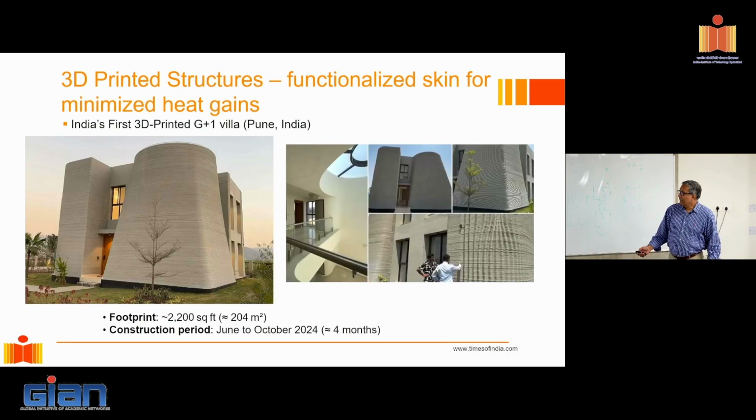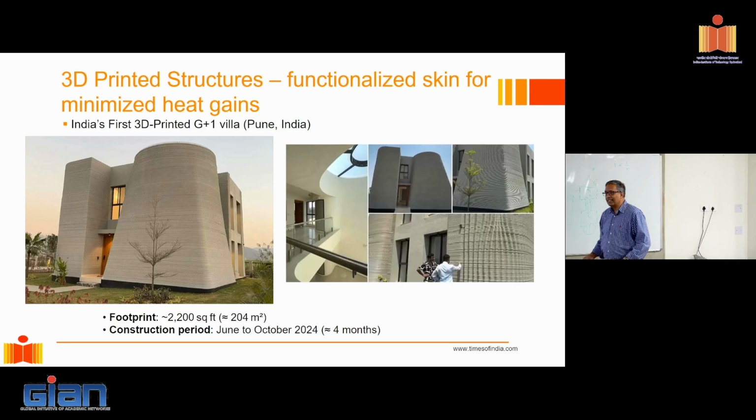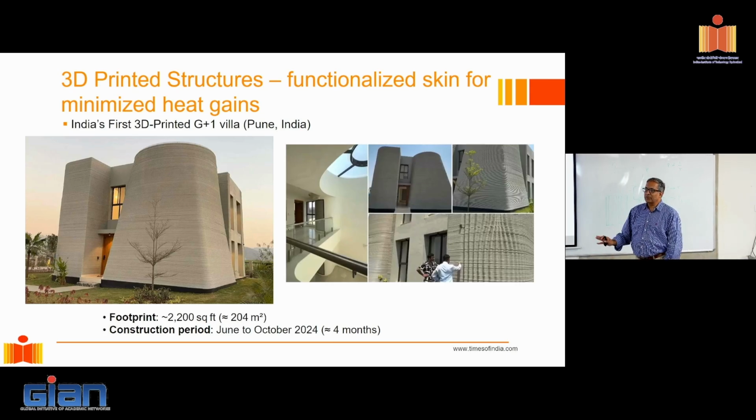Now, this particular structure is actually a structure built in Bangalore by Tvasta. The crinkled skin that you see is a functionalized skin that gives you very good temperature performance. So thermal conduction through these walls with this crinkled skin is actually very, very low. So this constructed facility is nice and cool.